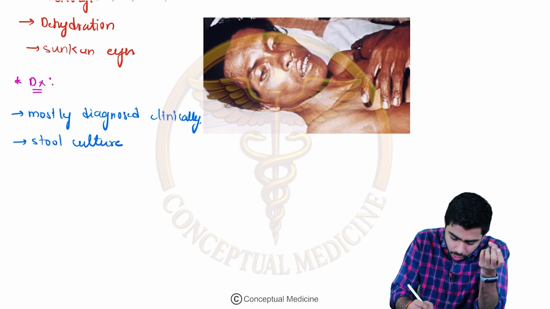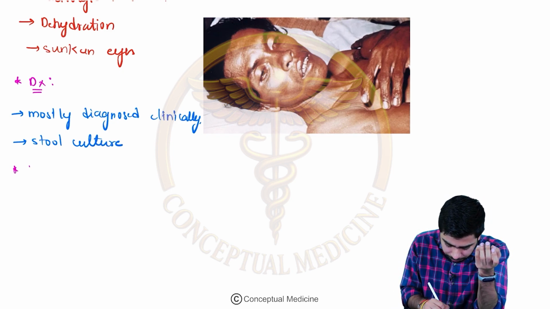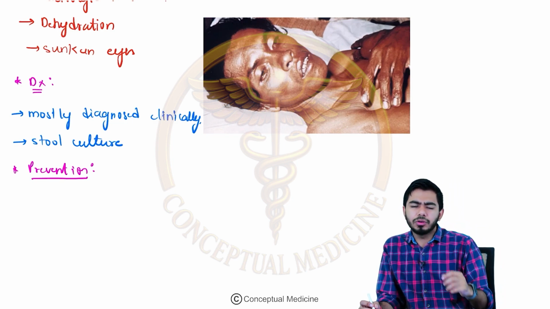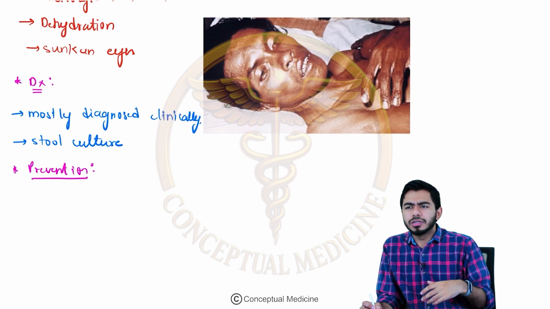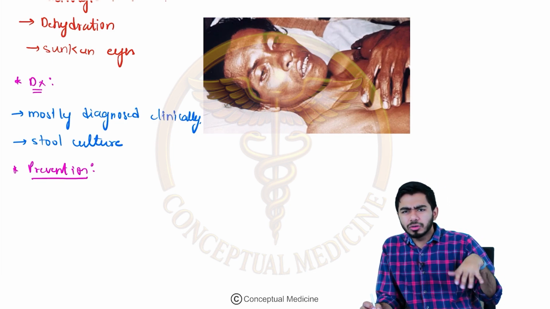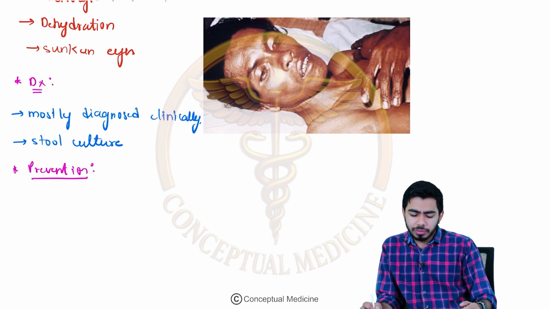Okay, guys. How about the prevention part over here, right? Usually it is found in the developing countries. It might be found in African countries, and it is endemic in the Indian continental region. So these are the regions where it could be found basically.